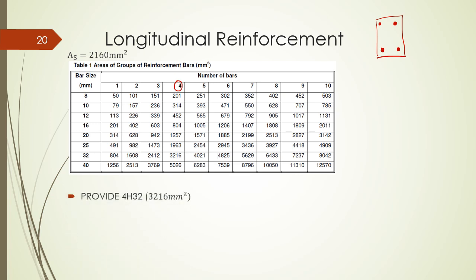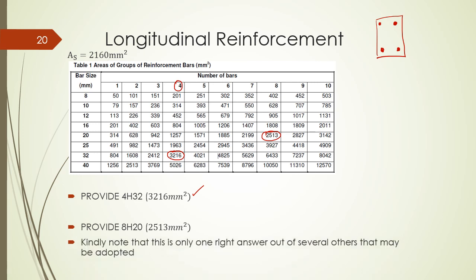In our case, we could have 4H32. That will give us 3216 millimeters squared. We can also have 8H20. That will give us 2513. There are many more nuances in selecting this. You can choose one of the many that you find. It's always good to be symmetrical, so choose either 4, 6, 8, and so on. Choose even numbers so that you can have a symmetrical bar arrangement.